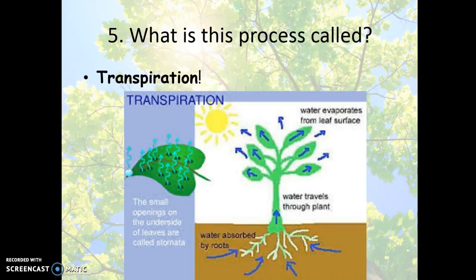Number 5, this process of carbon dioxide getting into the plant is called transpiration. Transpiration happens because of the stomates in the leaves. And what this does is when the sun shines on the leaves, it starts to pull the water up through the plant. That's how water can move against gravity in a plant, because of these stomates and transpiration. So the sun shines on the leaf, it pulls the water up through the plant and out the stomates in the form of water vapor.